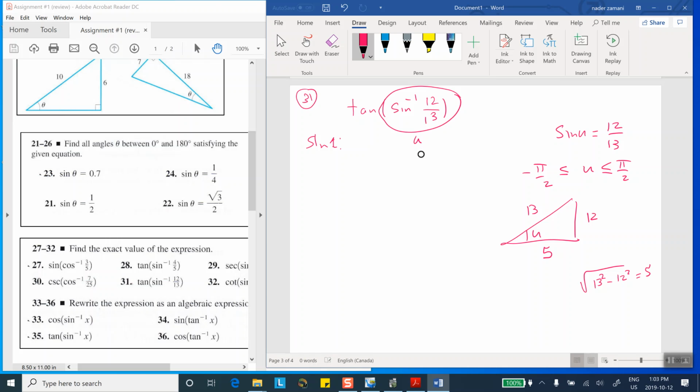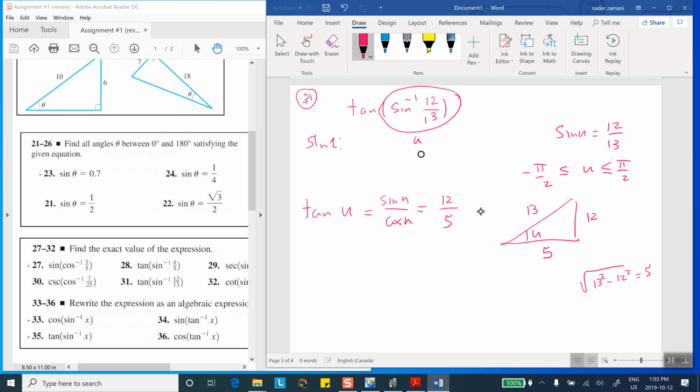Good. So what do we want? We want tangent of u from this diagram. Tangent of u is, incidentally, sine of u over cosine of u, but it's going to be opposite over adjacent, so equal to 12 over 5.